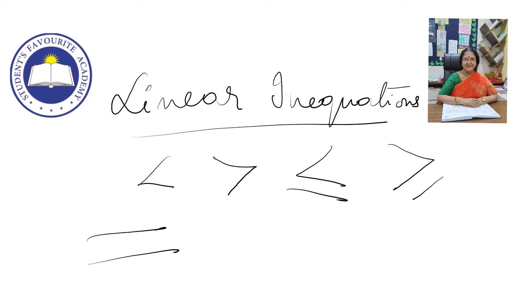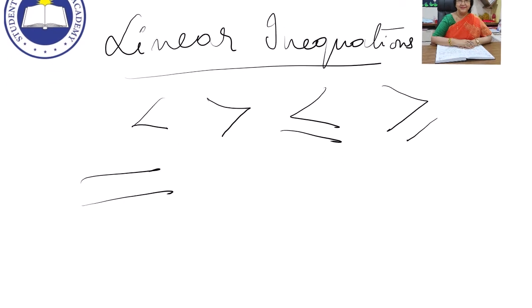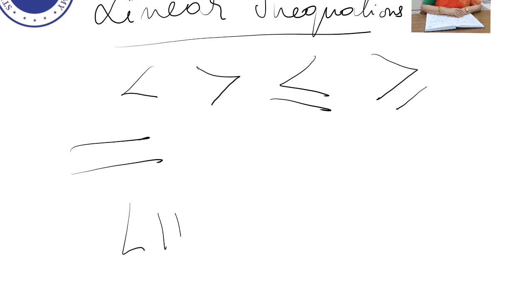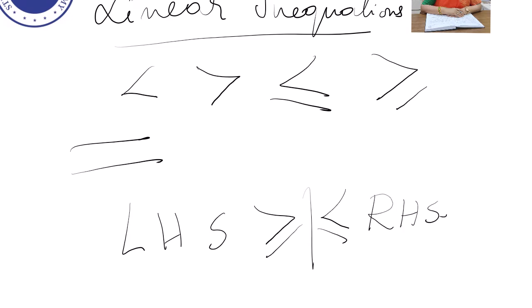So in those linear equations, you had a left hand side part of the equation and a right hand side part of the equation, and both were joined by an equality sign. Here the left hand side and the right hand side of the equation will be connected by an inequality, maybe greater than, or greater than or equal to, or less than, or less than or equal to, and then you will have the right hand side. Okay, so that is why these are called linear inequations, because there is inequality.